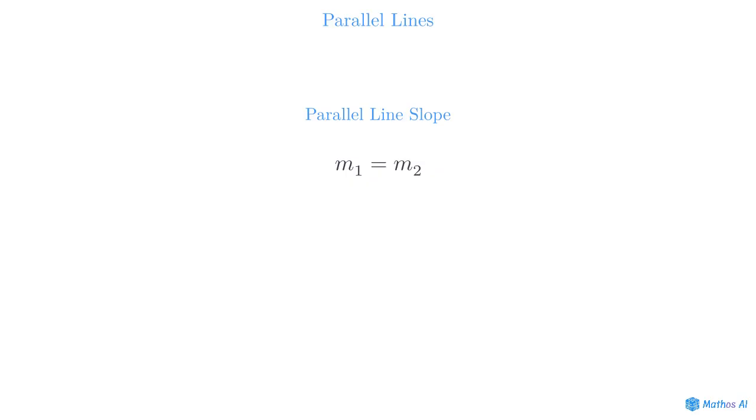To find a line parallel to y equals 3x plus 5, we need to match its slope. First, we identify the slope m equals 3 from the given equation. Then we keep that same slope and pick any different y-intercept. Let's work through it on the diagram.